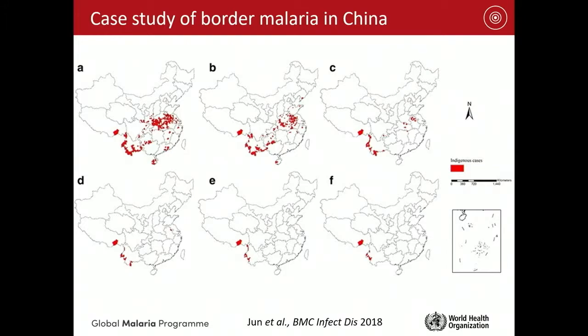This example of a time series of maps from China shows this whole idea quite beautifully. This is a map of China showing all the cases. I don't remember what year it starts exactly, but you can see that there are a lot of cases in the interior of the country, and as time goes on, those start disappearing, and the only cases that are left are in Tibet and along the border in Yunnan province that borders Myanmar.